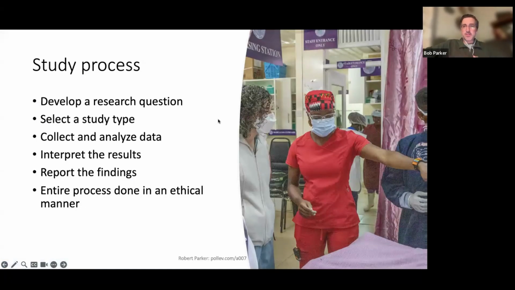All right, so study process. As we think about study design, we have to think about the whole research process. We start with a research question, and I can't emphasize that enough because so often we want to just do the study. But if you don't have a question you're trying to answer, you're already starting off on the wrong foot. So you want to develop a strong research question and then select a study type, collect and analyze data, interpret the results, report the findings, and the whole thing needs to be done in an ethical manner.